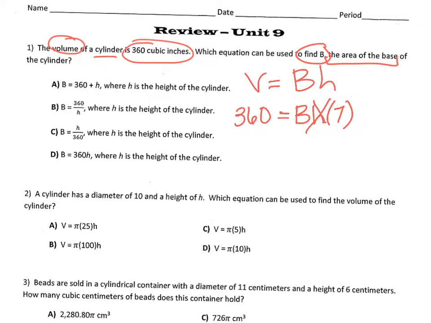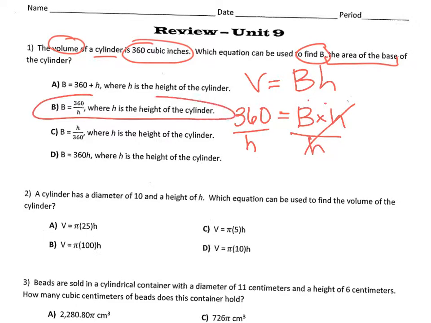So how would you solve for that capital B? What would we need to do? One-step equation. If you're multiplying these two things together, you would divide. Yes, it's going to be B.